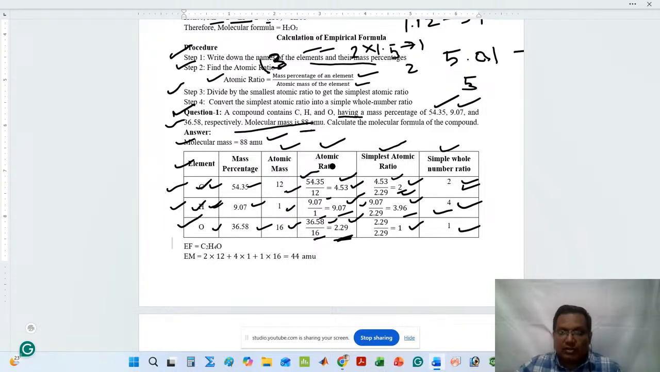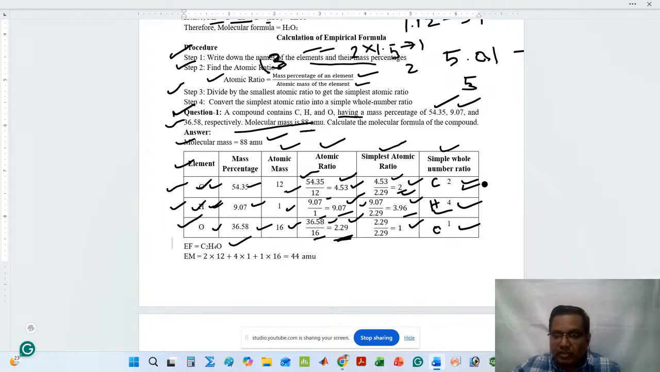C2H4O. 2 related to what? Carbon. 4 related to hydrogen, and 1 related to oxygen. So here I can write C2H4O. This is the empirical formula.